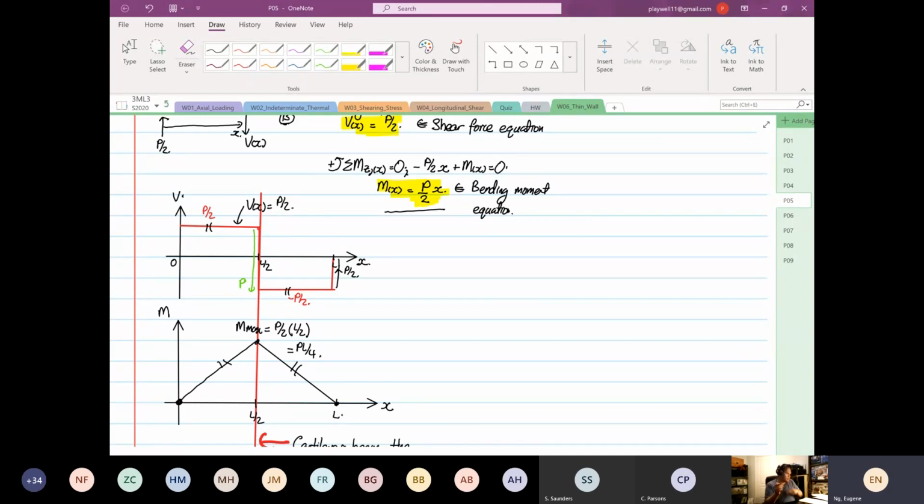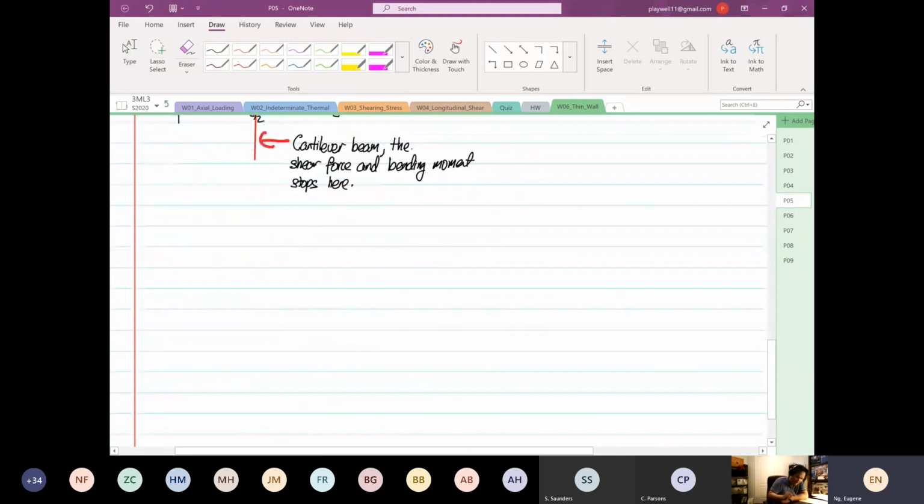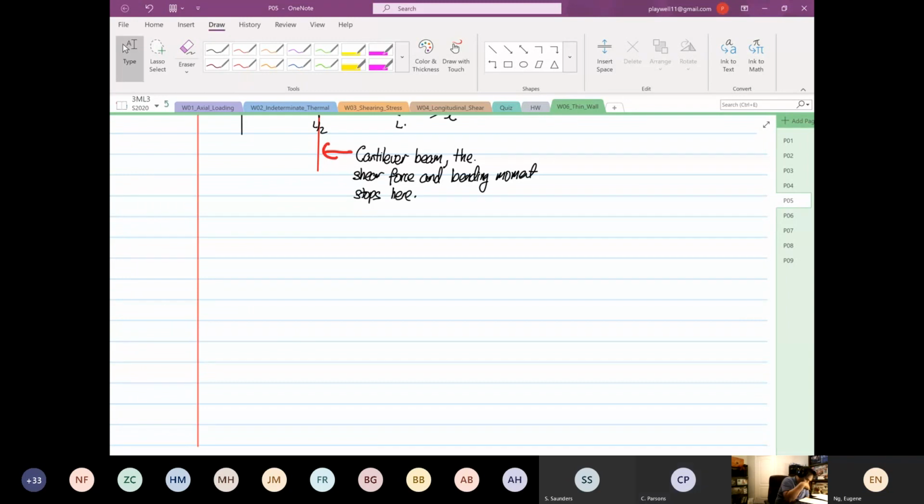Now, the next thing that I want to highlight to you, why do we call it symmetrical bending? So what is symmetrical bending? It's symmetrical about the neutral axis.